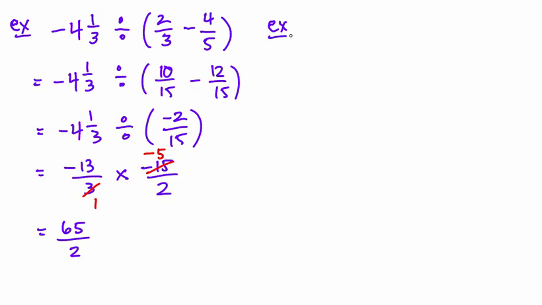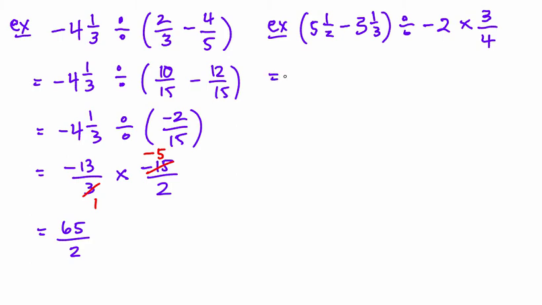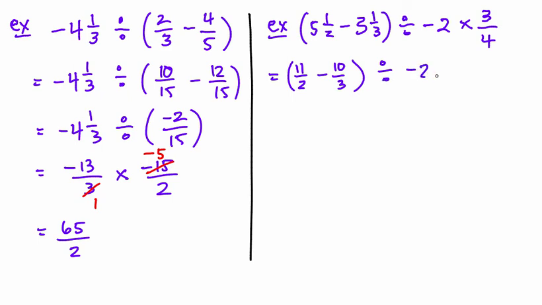And one last example, and again, a little bit of a tricky one. 5 1/2 minus 3 1/3 divided by negative 2 and then times 3/4. Again, got to remember BEDMAS. To add and subtract these, I know you can do it with improper fractions. I really don't think it's the best method. So let me just separate out these other questions. So I think what you should do is change this to 11 over 2 and 10 over 3. And just write everything else down.